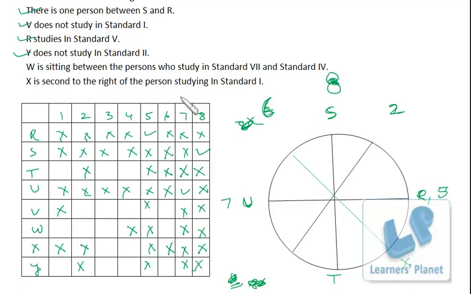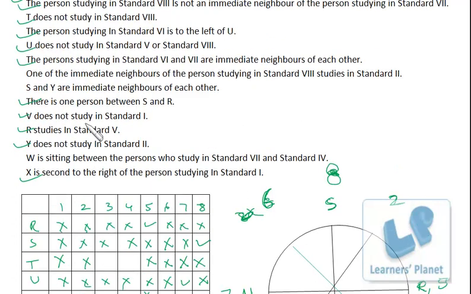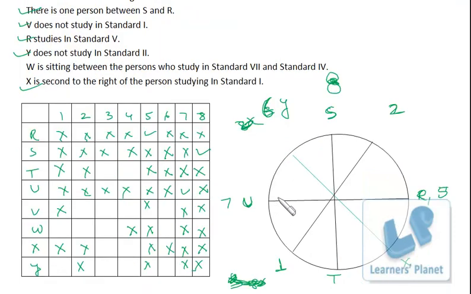Now X is second to the right of the person studying in standard 1. So here that means 1 should be over here. That means even T is not there in grade 1. Okay, so that's also done. Now we are left with S and Y, who are immediate neighbors of each other, and Y does not study in standard 2. So S and Y, this cannot be Y, then Y is in grade 6. Okay, so Y is in grade 6, so remaining all are cancelled.